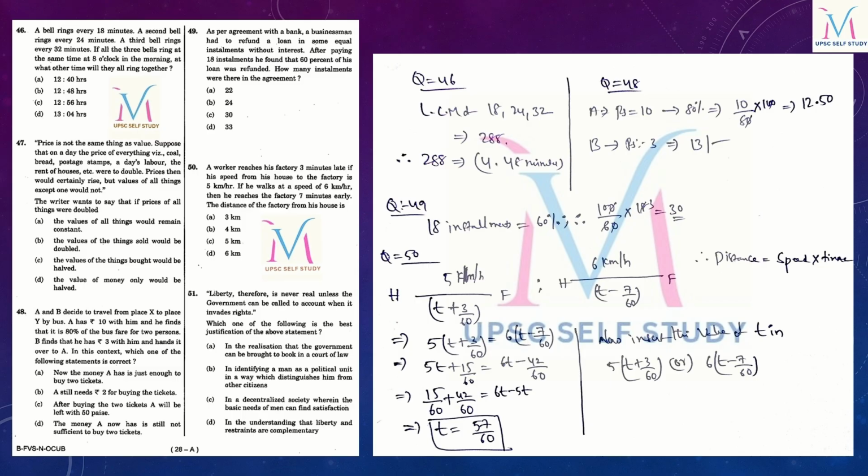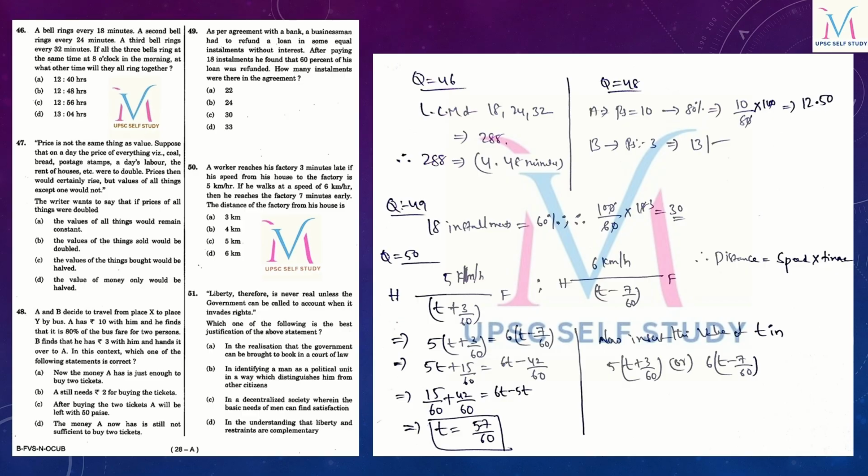So for question number 47, option D is correct. The value of the things would remain constant. So I have gone through this question. For question number 47, the answer is D. The value of the money would be half, and of that half of the money he will be getting profit. So if you read the question, you will be able to understand that option D is correct.